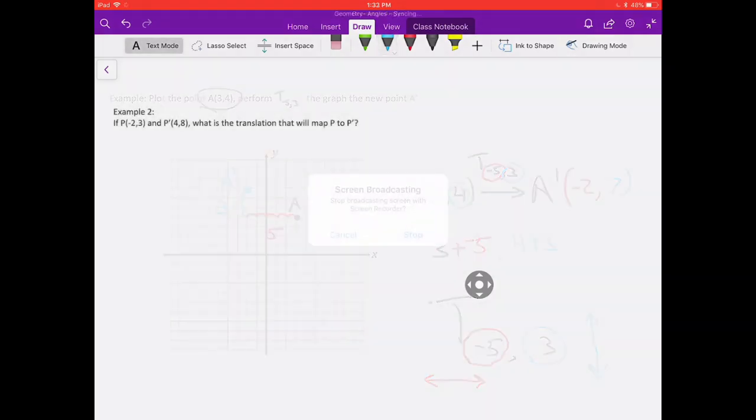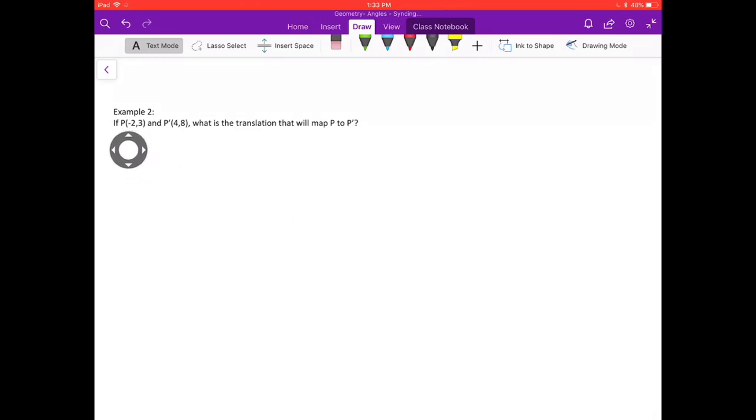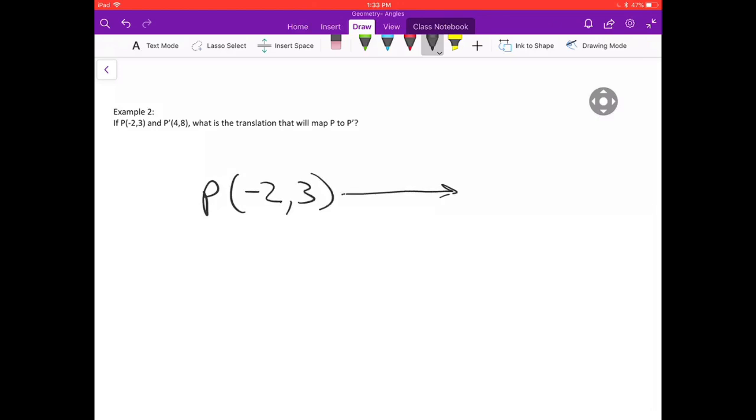All right, the other way this question can be asked is they can give you both your starting point P and your ending point P prime. And they can actually ask you to figure out what the translation is that takes you from P to P prime. Now, this is much easier if you have a graph, because then you can count the spaces. So we can always put this question on a graph, but I do like to show it algebraically just so we understand the formula and what's going on.